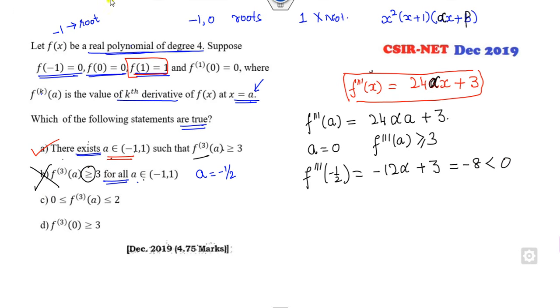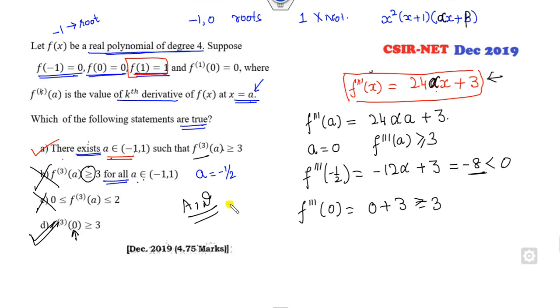Now look at the third option. Can you say this number lies between 0 and 2? Again, you can see the same example here. I can choose -8, which is less than, so it cancels out. Now it's 0, so the third derivative at the point 0 is 0 plus 3, which is equal to 3. Fine. And for different values, it is also correct. So A and D are the correct options for this example.